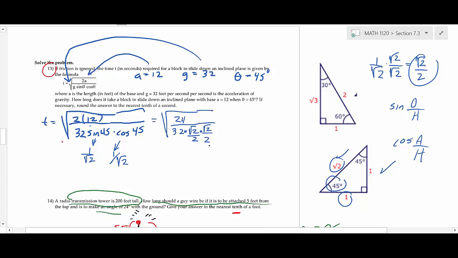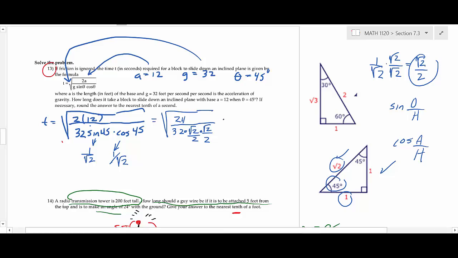Okay? Cosine and sine of 45 are the same. The reason is they're cofunctions. And 45 and 45 are complementary. Do you guys remember anything about that? Okay? If you do the sine and cosine of complementary angles, they're always the same. And 45 and 45 are complementary.